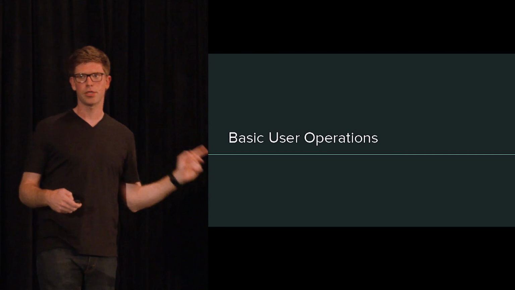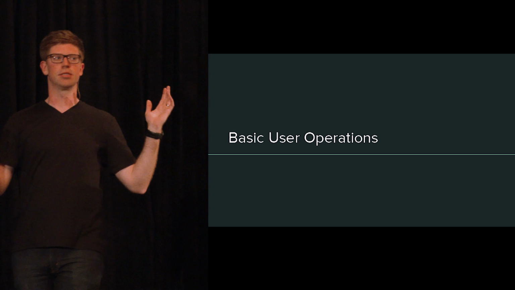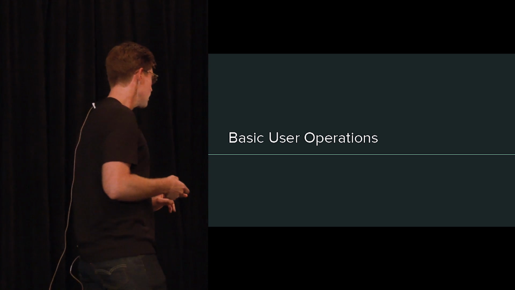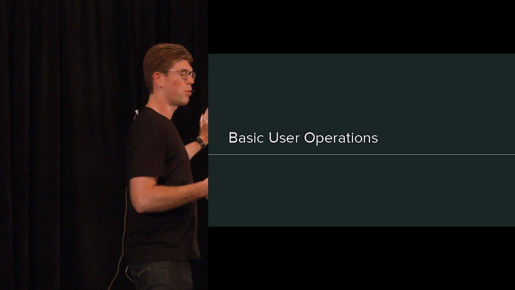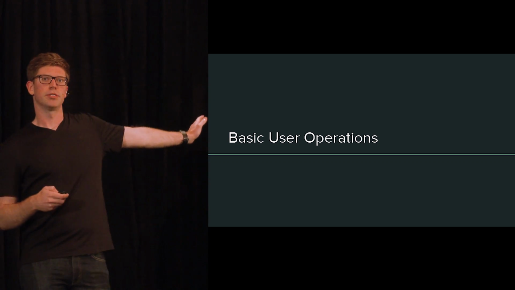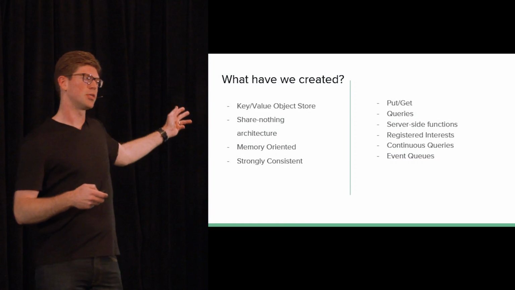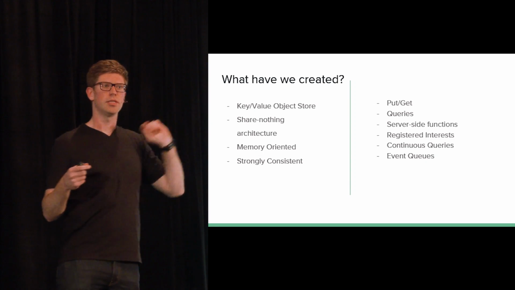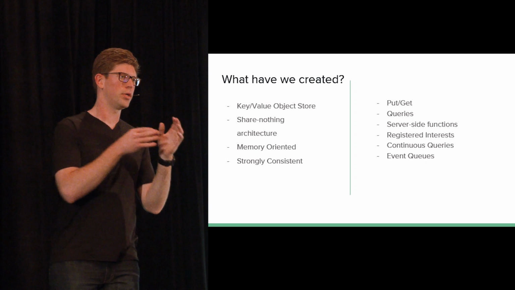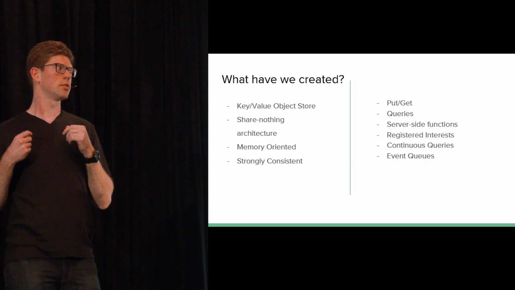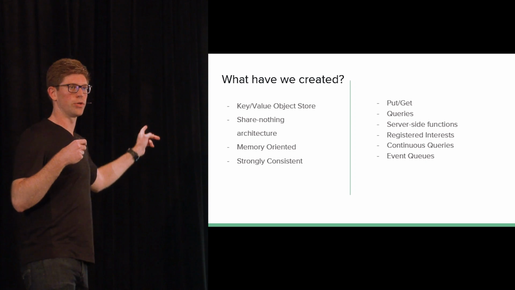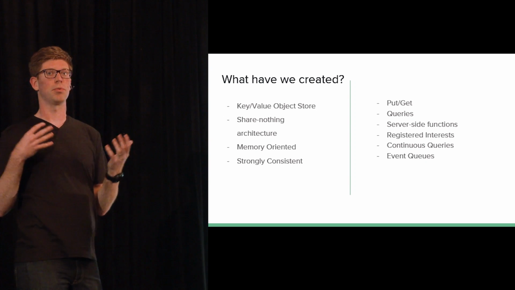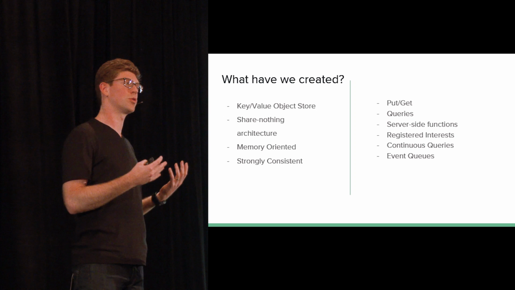So now we have the system. It's a super low latency, high throughput system that we probably can have some basic user operations on. And the features that I think we can create here: put and get, we've seen that. I can take an object, I can put it, I can get it from the grid. I can do queries against the grid because we have all this data sitting in memory and I probably want to look things up, so it supports queries.